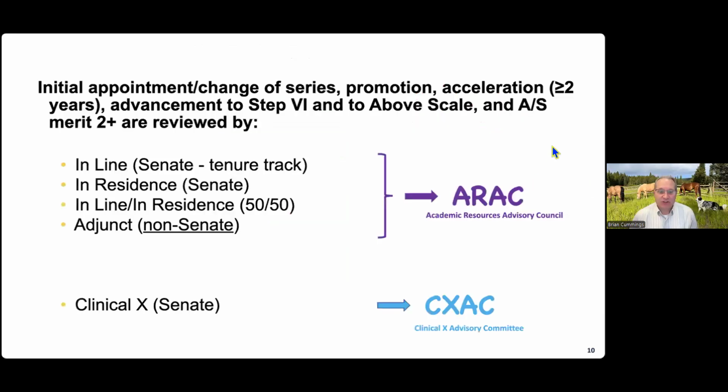And just to further highlight that, the initial appointment or a change of series or a promotion, these are all reviewed by ARAC if you're in line in residence, 50/50 or adjunct faculty. And if you're clinics or HS clinical, this should also say, if you're HS clinical, you're not reviewed by ARAC, but you're reviewed by either CXAC or CFAC.